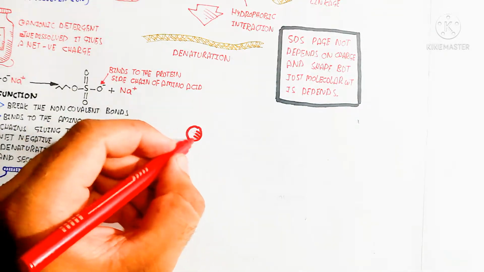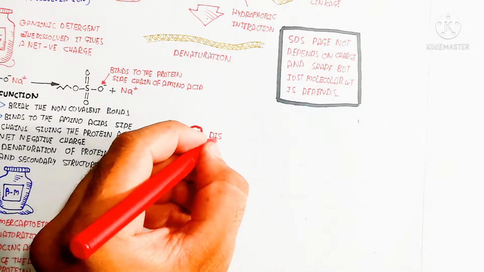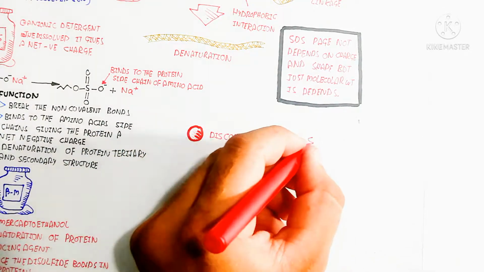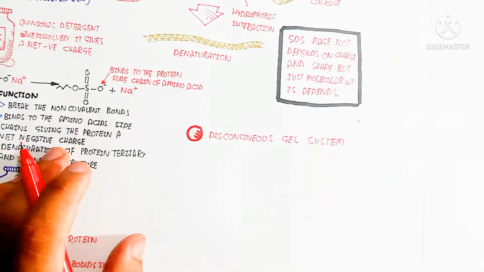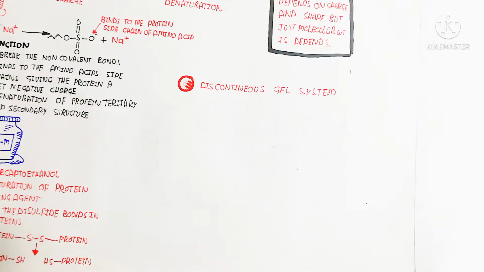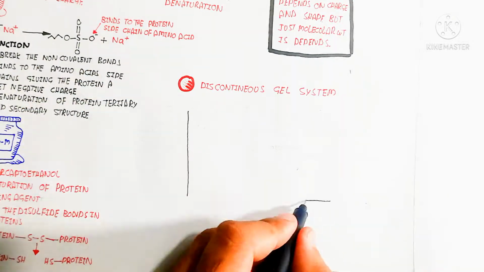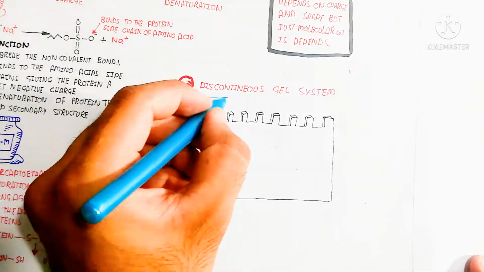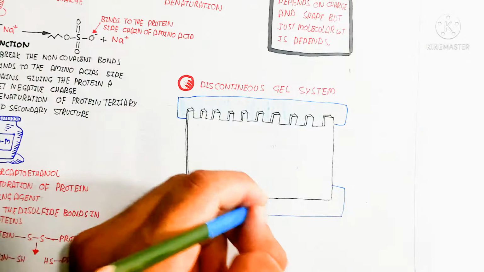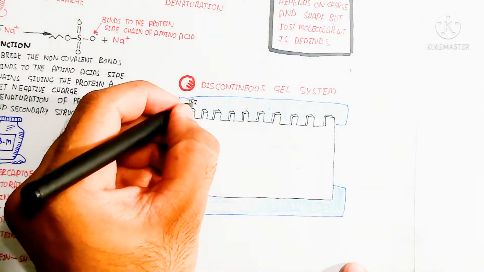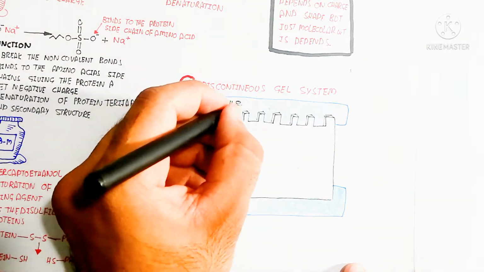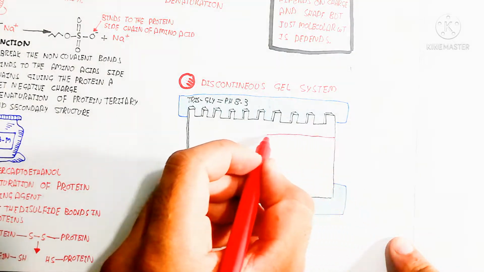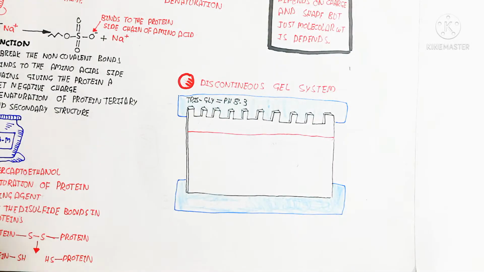So let's begin to understand one more important thing: we are using a buffer. Why? Because it maintains the density and the molecular weight, while it does not maintain the ionic bonds, hydrogen bonds and so on. So let's begin to understand this discontinuous gel system.